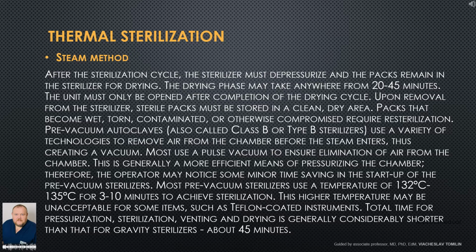This is generally a more efficient means of pressurizing the chamber, therefore, the operator may notice some minor time saving in the startup of the pre-vacuum sterilizers. Most pre-vacuum sterilizers use a temperature of 132 degrees Celsius to 135 degrees Celsius for 3 to 10 minutes to achieve sterilization. This higher temperature may be unacceptable for some items, such as Teflon-coated instruments. Total time for pressurization, sterilization, venting and drying is generally considerably shorter than that for gravity sterilizers, about 45 minutes.